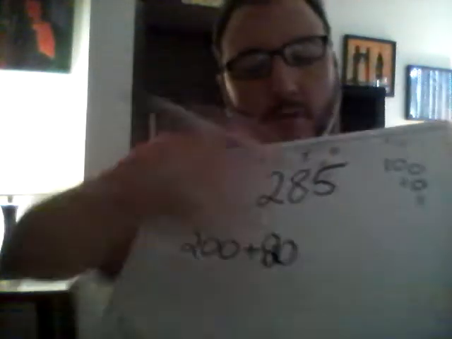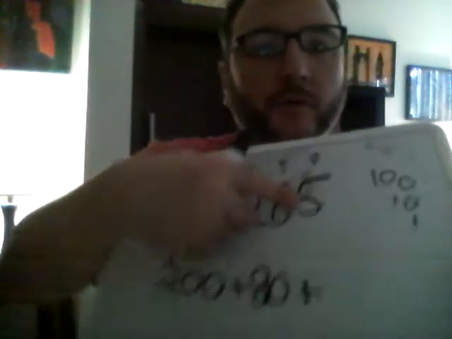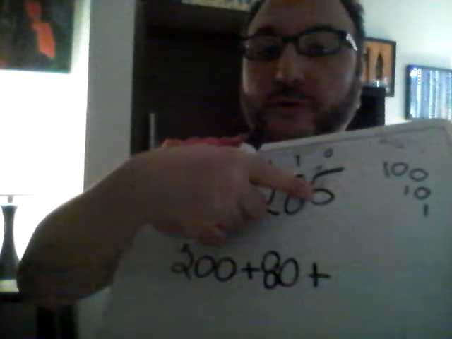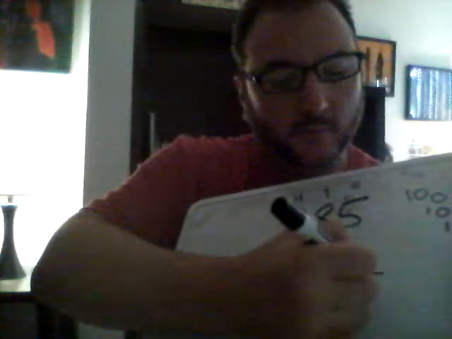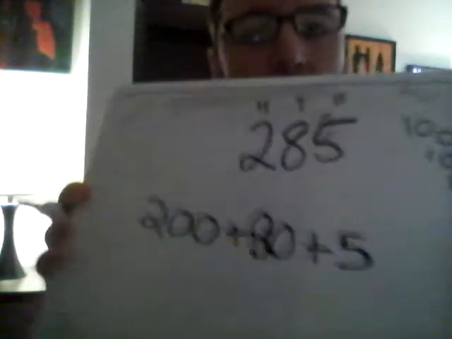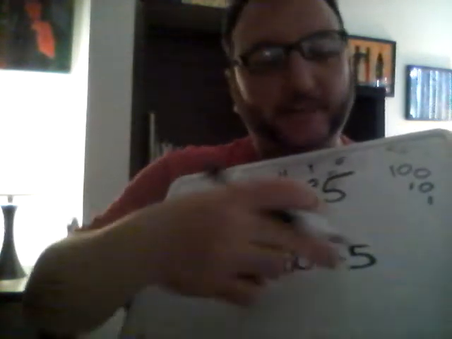There we go. Plus, what's left over? The 5. Now, are there any zeros with this 5? Of course not, because it's in the ones column, and a 1 is a 1. It's by itself. So the digit is true to the value. So it's 200 plus 80 plus 5.